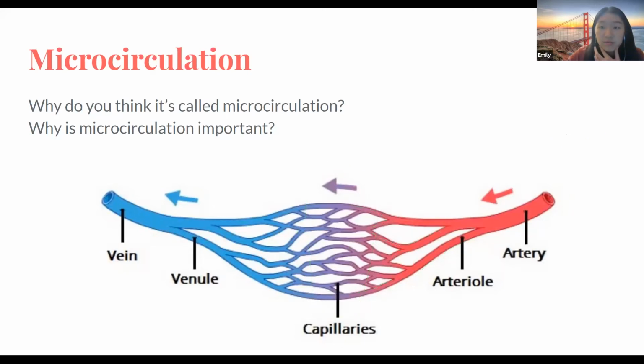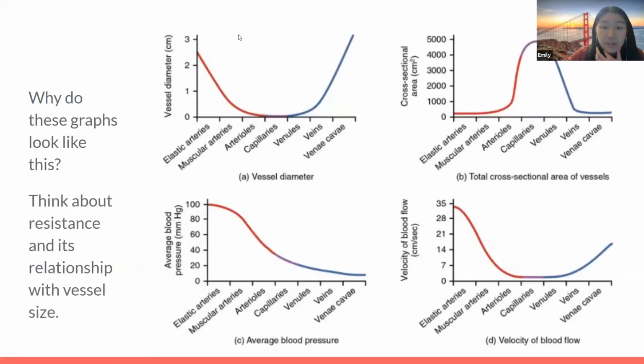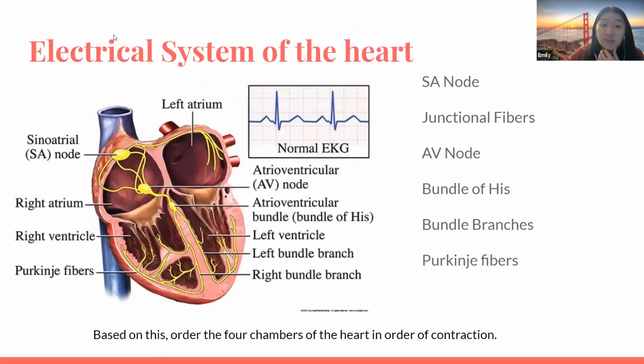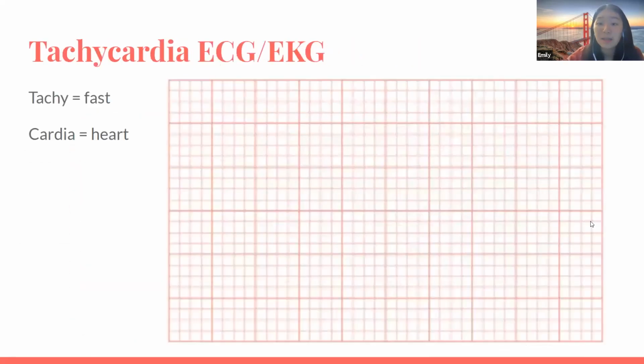Okay, so we didn't get through this slide today, but if you're interested, you can look at this later and think about why these variables might change like this through the microcirculation. And we also didn't talk about the electrical system of the heart and each of the parts of it. But if you're interested, these are what they are. And you can look into how electrical signals are conducted throughout the heart. We talked about how blood is flowing through the heart, but not electrical signals.